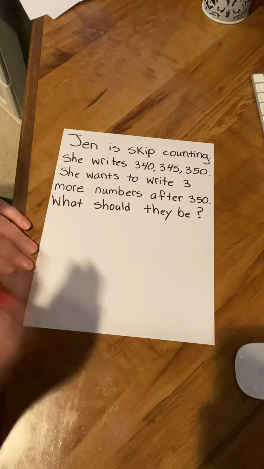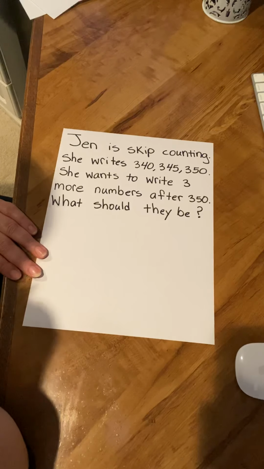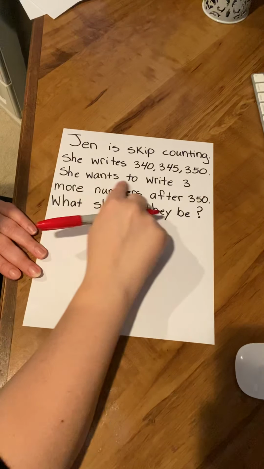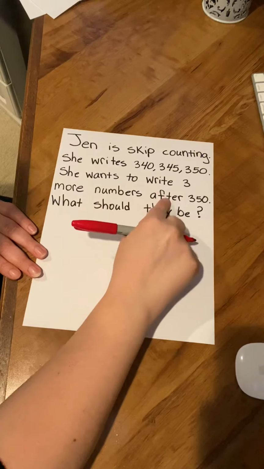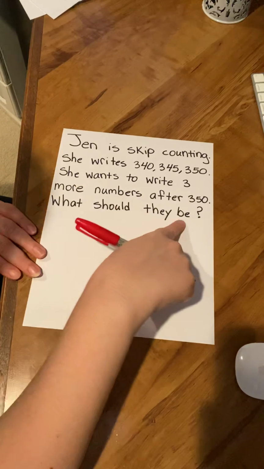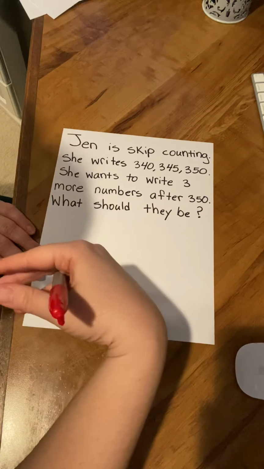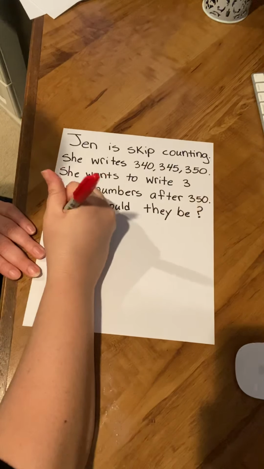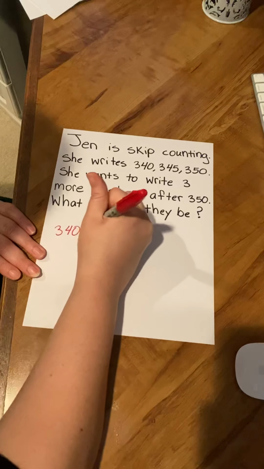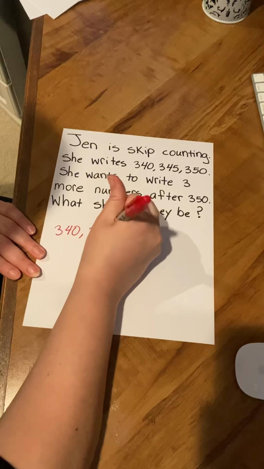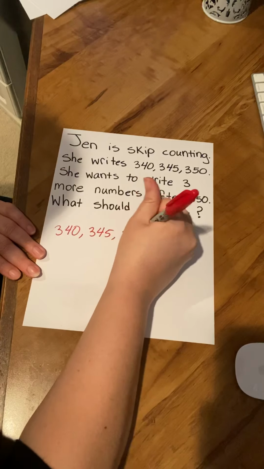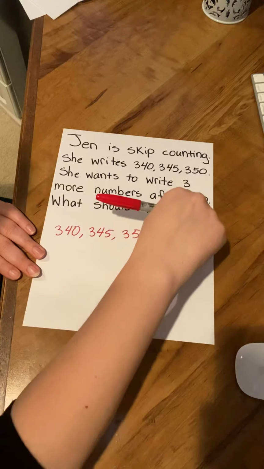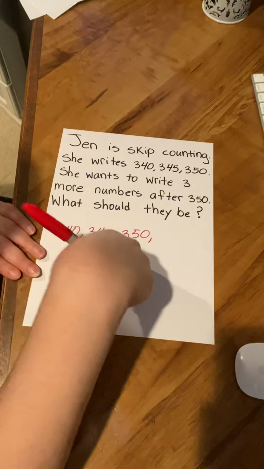It says, Jen is skip counting. She writes 340, 345, 350. She wants to write 3 more numbers after 350. What should they be? Well, the first thing I want to do is write down these numbers that she already used. 340, 345, 350. And now I need to add on the next 3 numbers after 350.